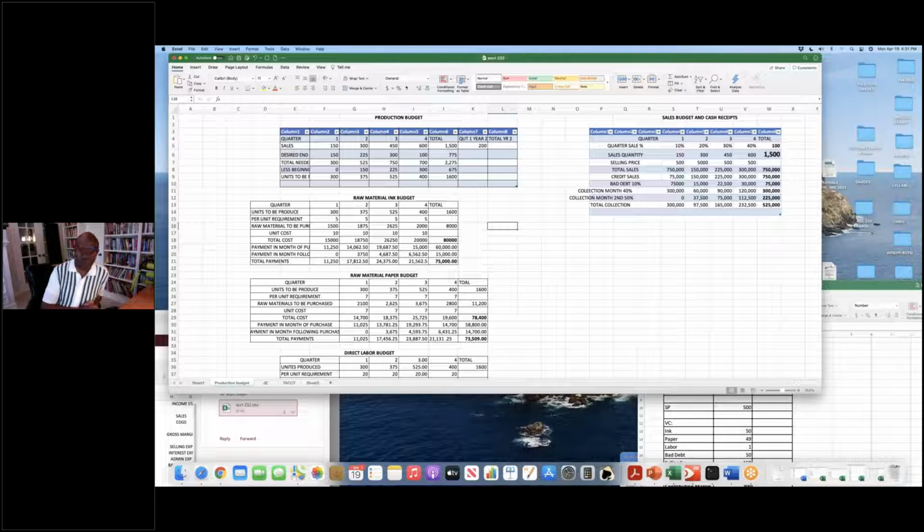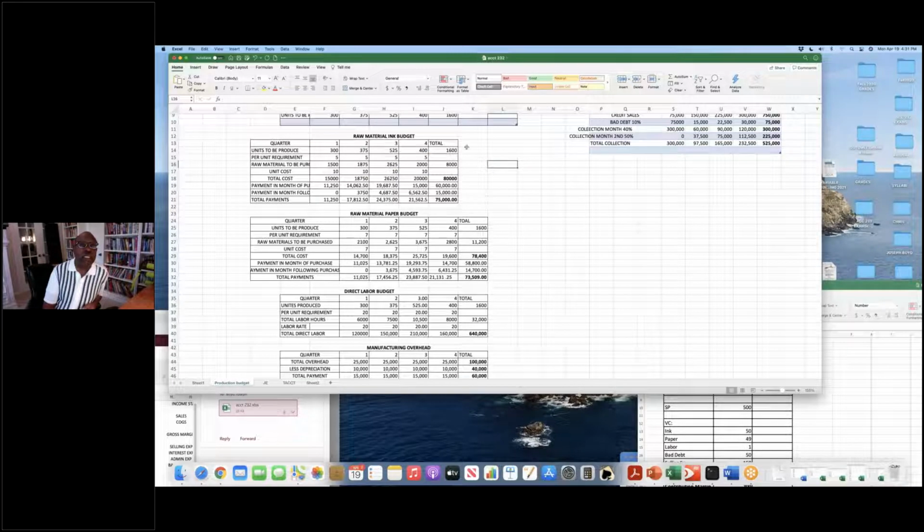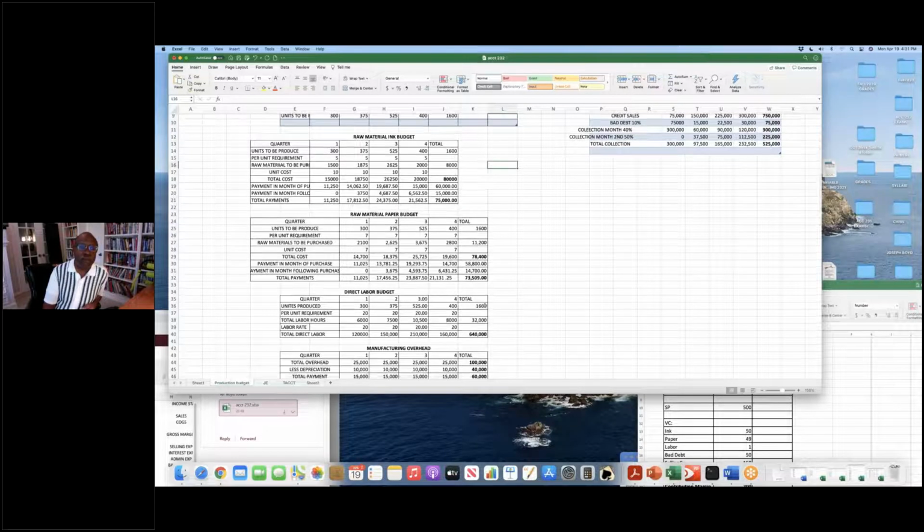Now, where do these numbers go? Those same numbers are going to go on raw materials too. They're going to go on both the raw materials budget and the sales budget.